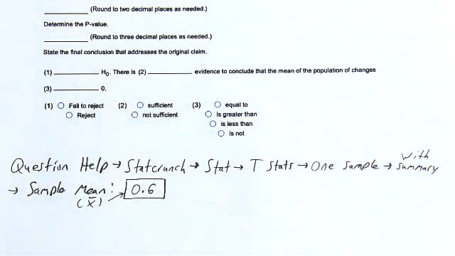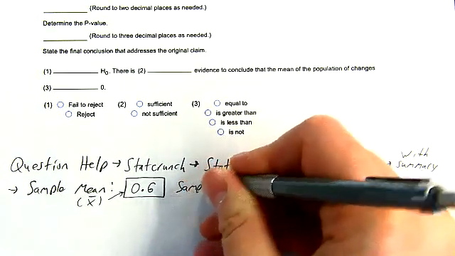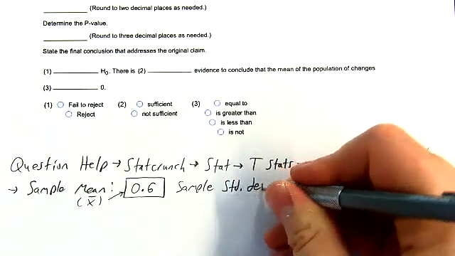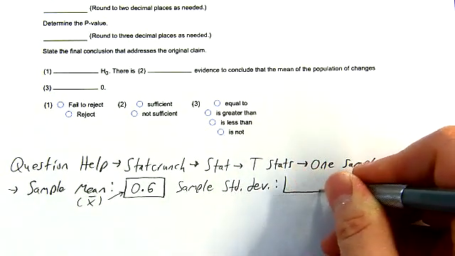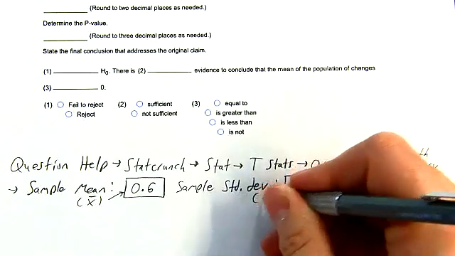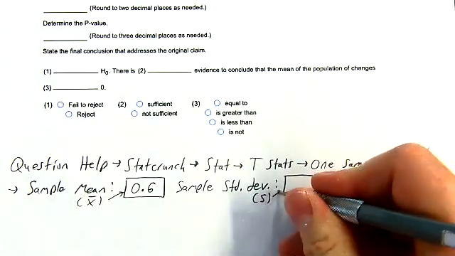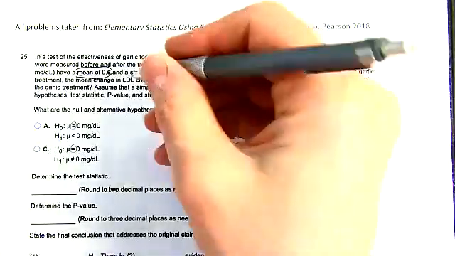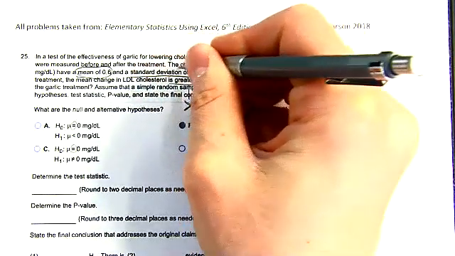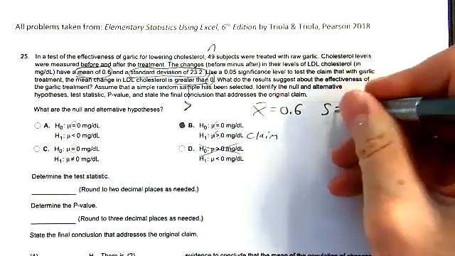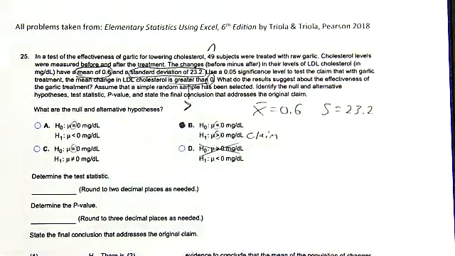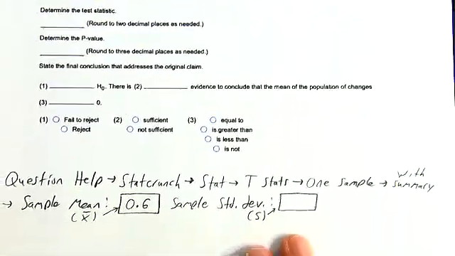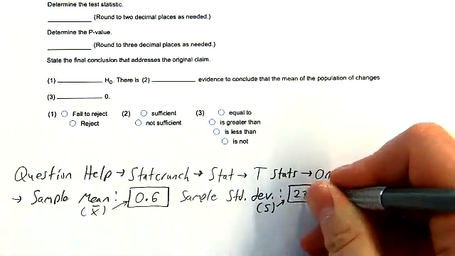Then it's going to ask for the sample standard deviation. Sample, it's going to say STD period, DEV period, and it's going to have another box. Well, the sample standard deviation is S. And in this problem, it told us this standard deviation was 23.2. So that is S. And that's what we'll type in this box right here, 23.2.